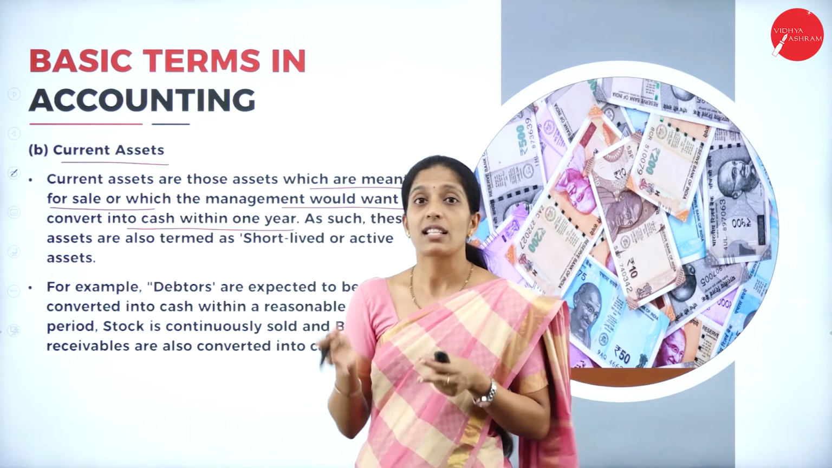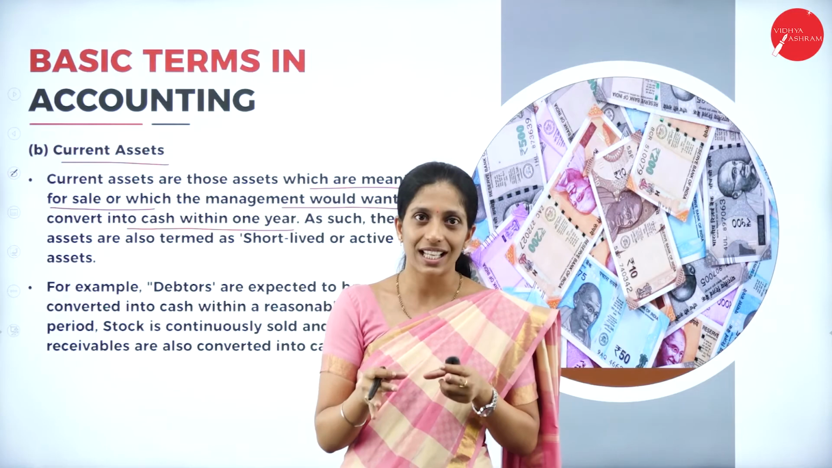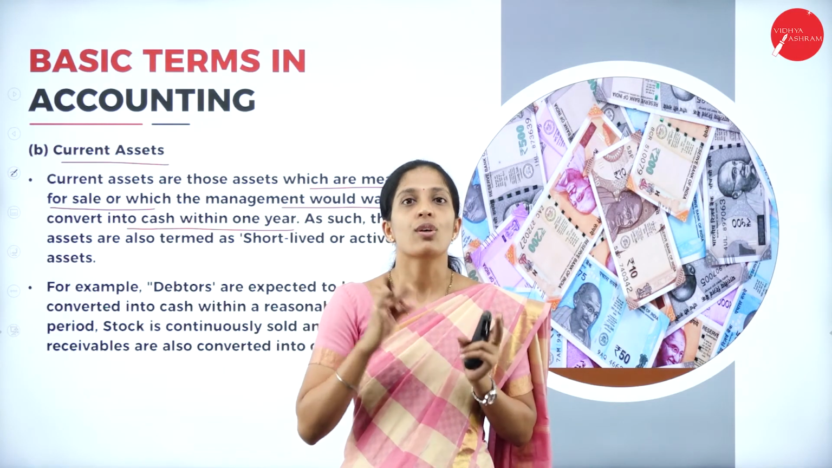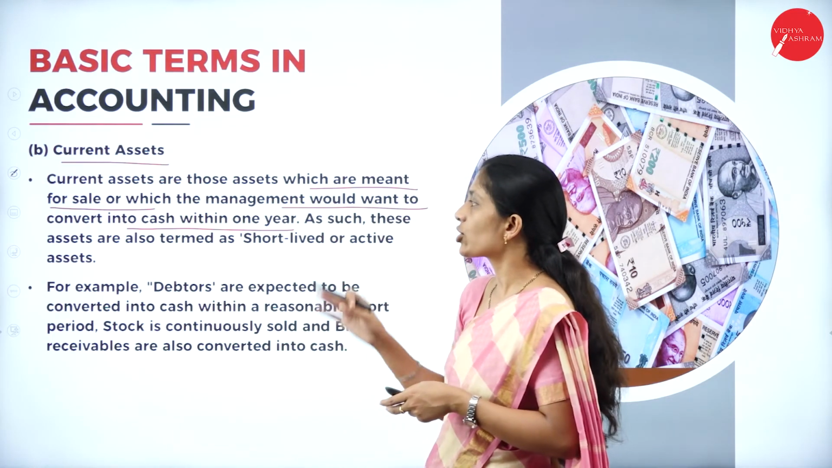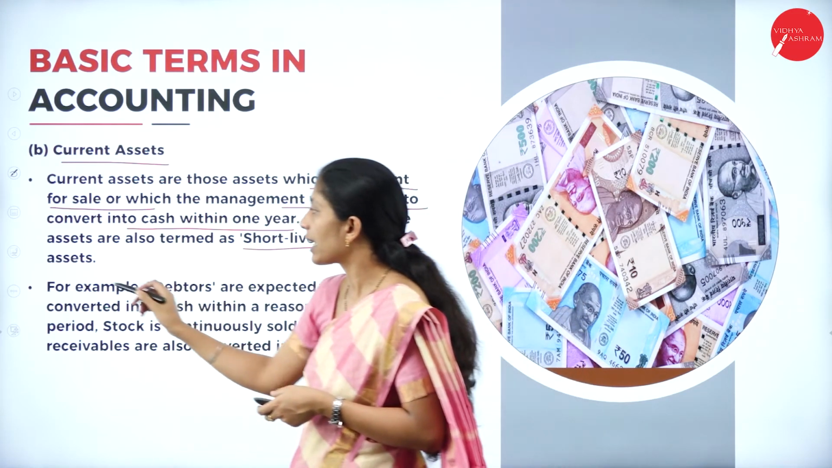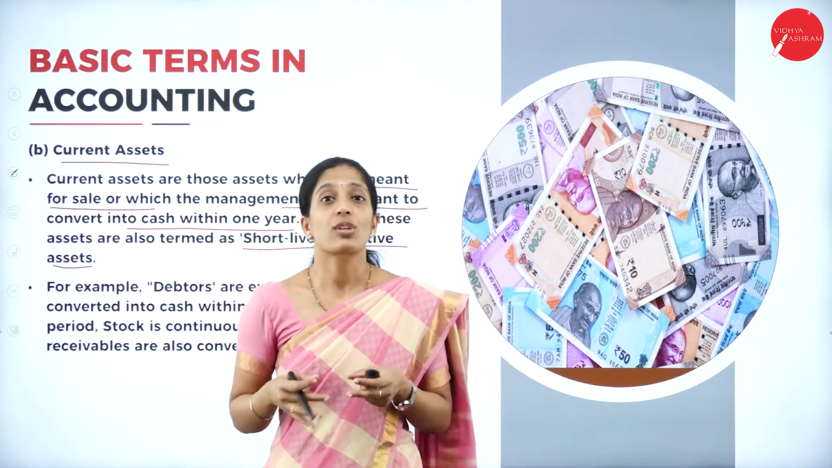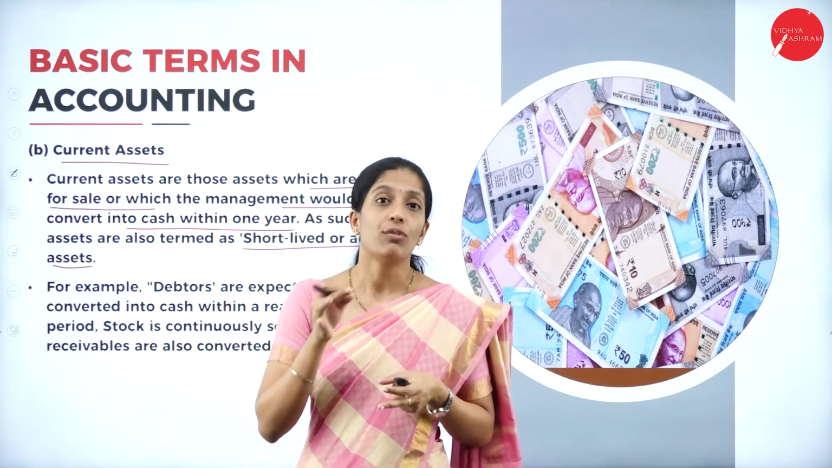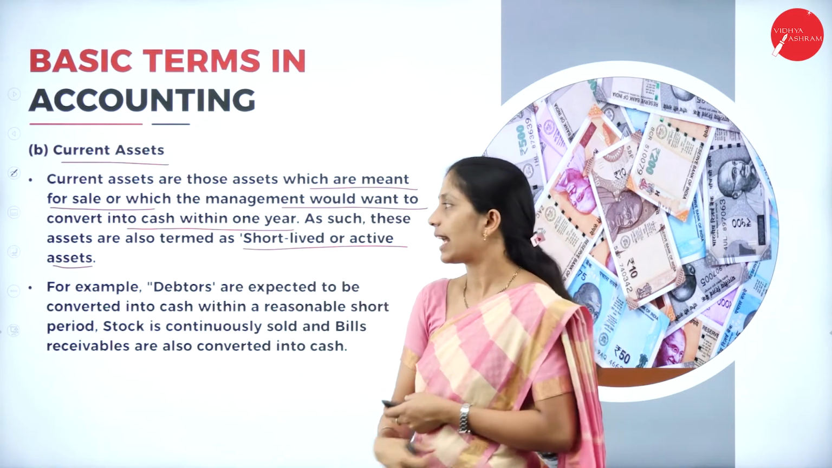So, here these are the assets where the conversion takes place within 1 year. These assets can be converted into cash within 1 year. Those assets are termed as what? Current assets. As such, these assets are also termed as short-lived or active assets. Now, what you have to remember under current assets? These are the assets in the organization which can be converted into cash within 1 year. So, they are termed as current assets.